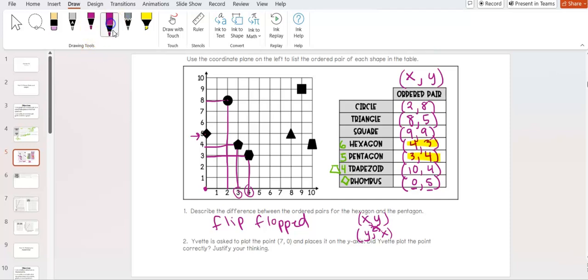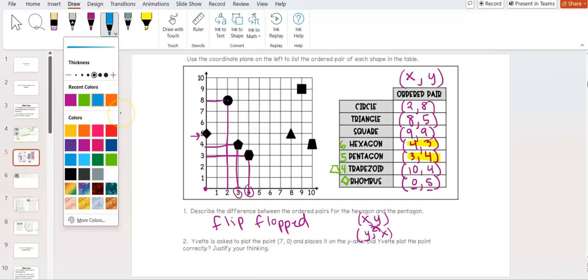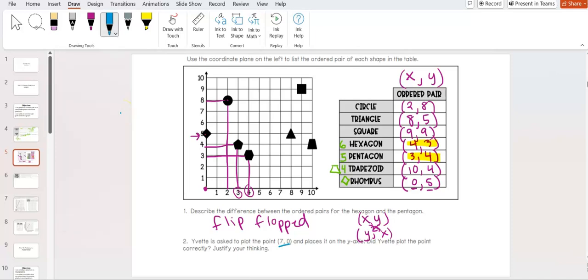The second question that we have on here says, Yvette is asked to plot the point (7, 0) and places it on the y-axis, which means it would be along here, in the same line that the rhombus is located. Did Yvette plot the point correctly? Justify your thinking.